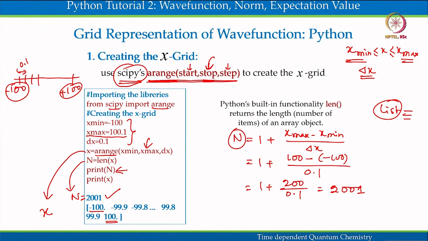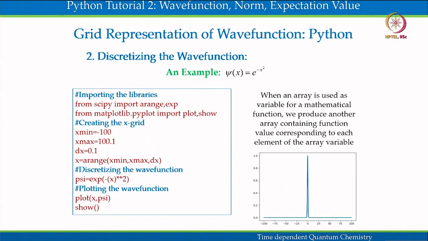So once we have already discretized the x grid, on this x grid we'll now represent or discretize the wave function. When you are discretizing a wave function, you have to take one example. One can take an example of, let's say, a Gaussian function. It's just a wave function. That's one representation of the wave function, a Gaussian function. And we will take this example to demonstrate how to discretize the wave function on the x grid.